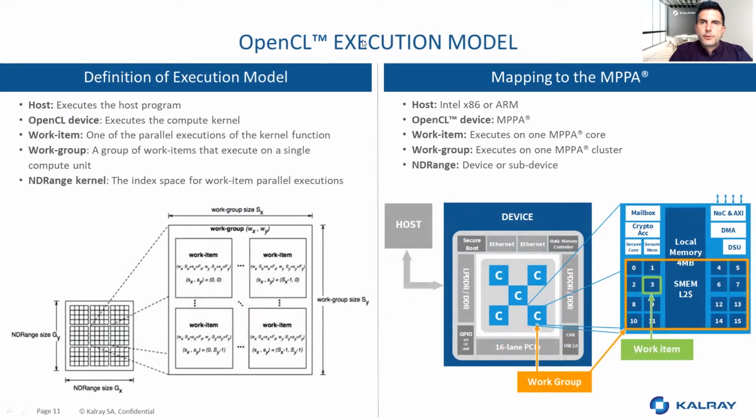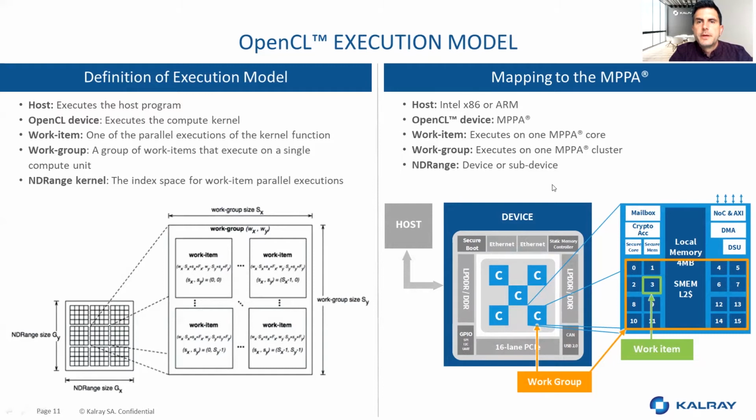Now, if we go to the execution model of OpenCL, as you know, there is a notion of work item, which is one instance of the kernel function. There is a notion of work group, which is a group of work items that execute on a single compute unit. And last, there is a notion of ND-range kernel, which is the index space for work item parallel executions. So basically, the grid on which the kernel will execute.